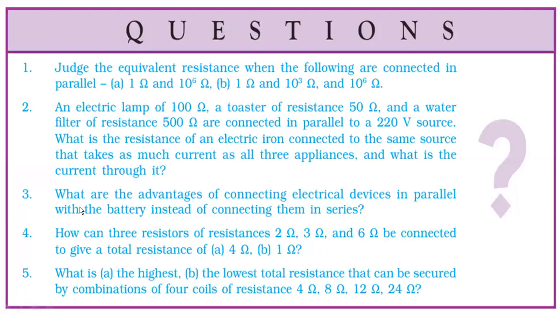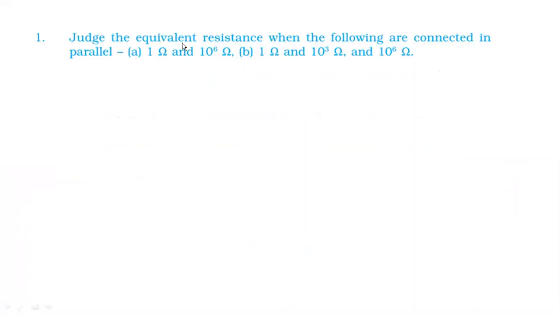So let us solve. The first question is, find the equivalent resistance. What is equivalent resistance? Equivalent means total resistance. They are asking us, find the total resistance when the following are connected in parallel. They have given us two combinations. 1 ohm and 10 to the power 6 ohm are connected in parallel; find the total resistance. Then 1 ohm, 10 to the power 3 ohm and 10 to the power 6 ohm are connected in parallel; then find the total resistance. Okay?